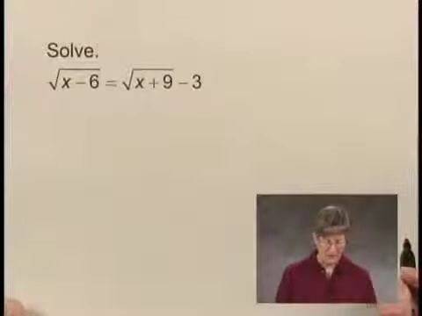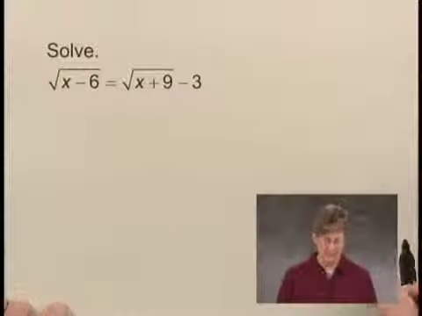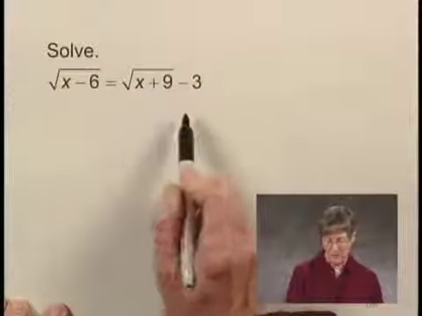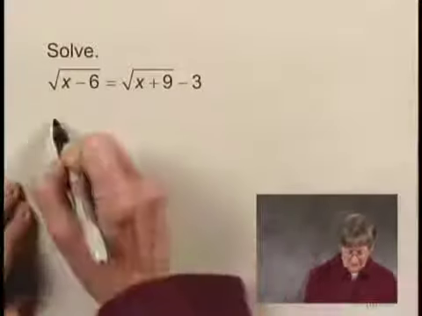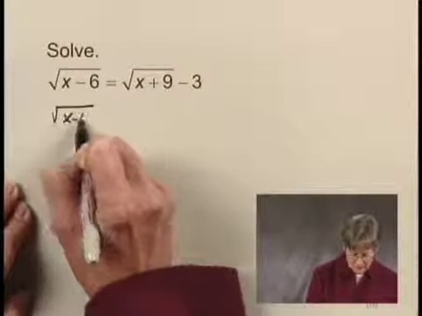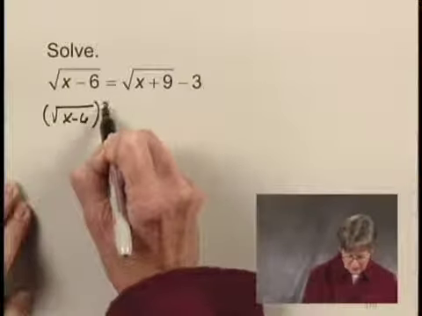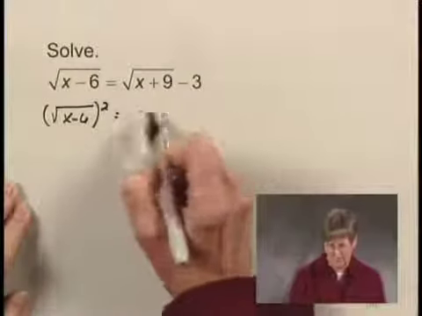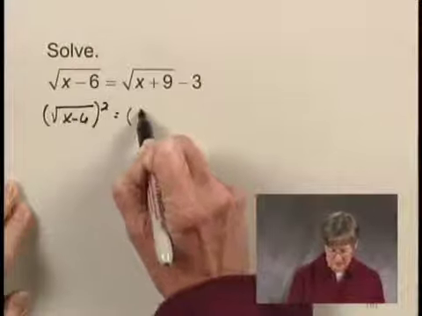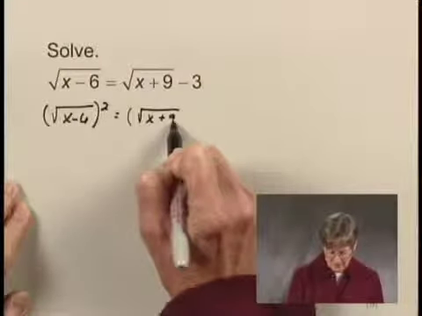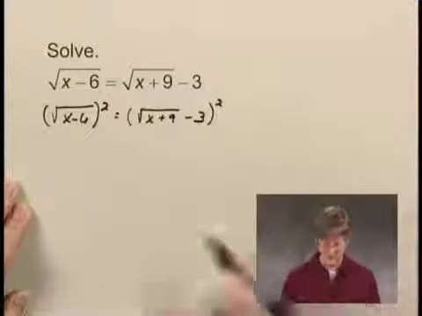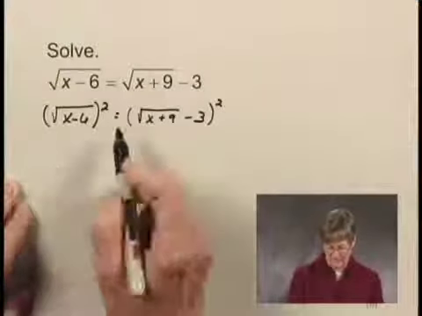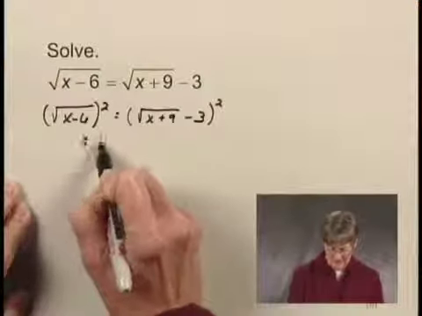So now we're ready to use the principle of squaring and square both sides of this equation. That will eliminate the radical on the left-hand side. So we'll have the square root of x minus 6, and we'll square it. And then we're going to square the whole right-hand side. So we'll have the square root of x plus 9 minus 3, all of that squared. Now on the left-hand side, when we square the square root, we get x minus 6.